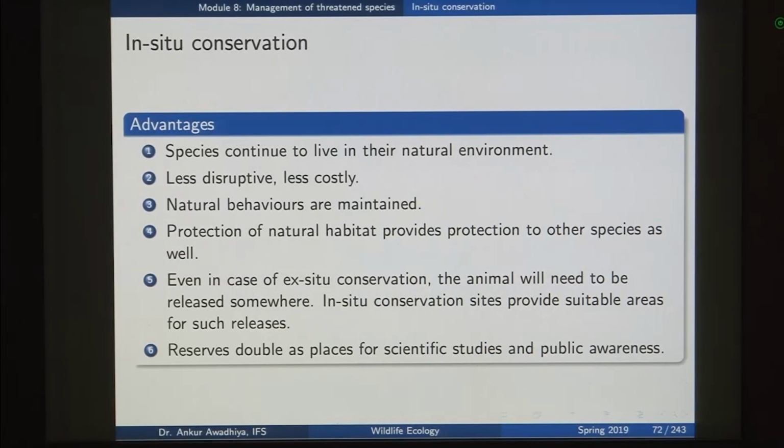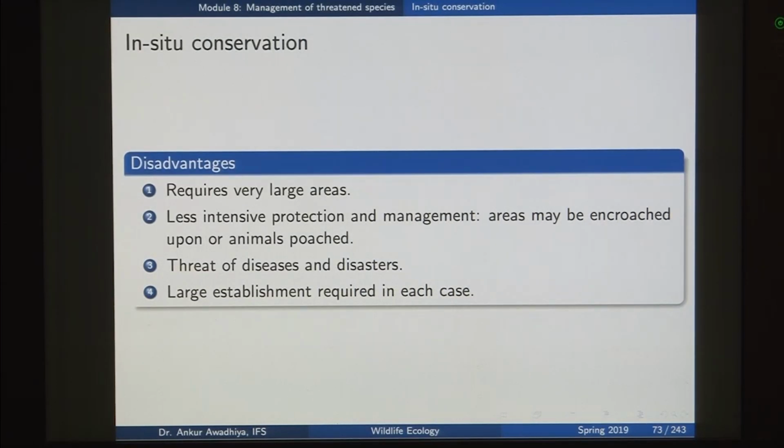Now, even in the case of ex situ conservation, the animal will need to be released somewhere, because if you are keeping tigers in a zoo, you are doing captive breeding, and from say 5 tigers, now you have 50 tigers. Now, if you have 50 tigers, what do you do with these 50 tigers? They will have to be released somewhere, because keeping a tiger is extremely costly. And if you have in situ conservation sites, then these sites will provide suitable areas for such releases later on. So, which is also why you need to maintain in situ conservation areas as well. And also, reserves double as places for scientific studies and public awareness, which is also why we keep in situ conservation methods.